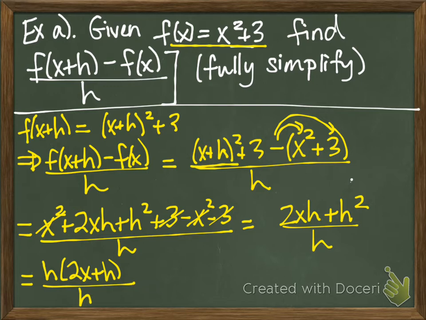Now you can cancel terms like this when they're being multiplied in the numerator, or when they occur in the numerator and the denominator. So we can cancel the h's in the numerator and denominator. We're left with just 2x plus h. Okay, so that's the fully simplified answer for part A.